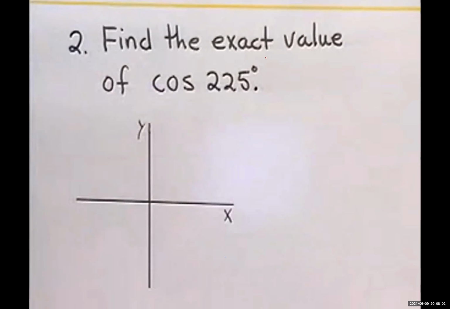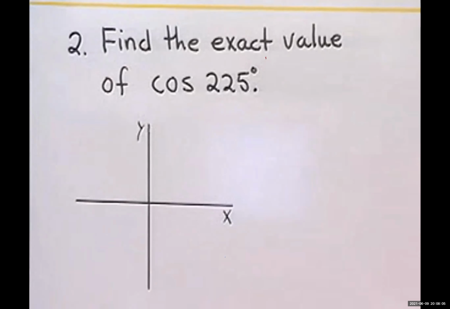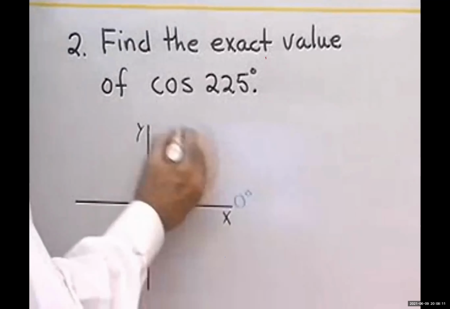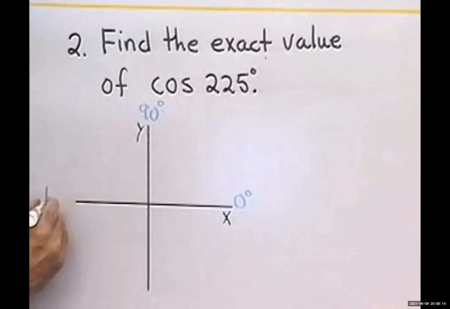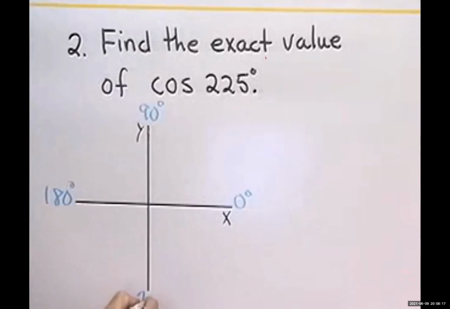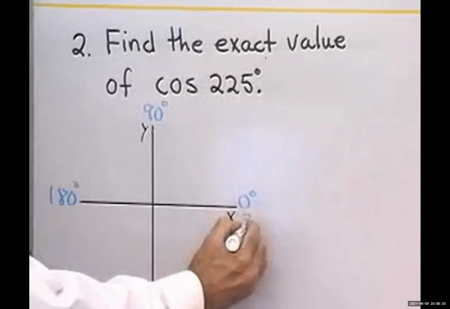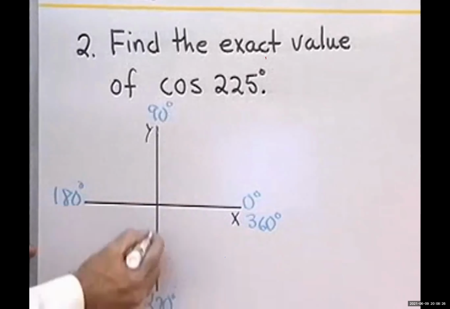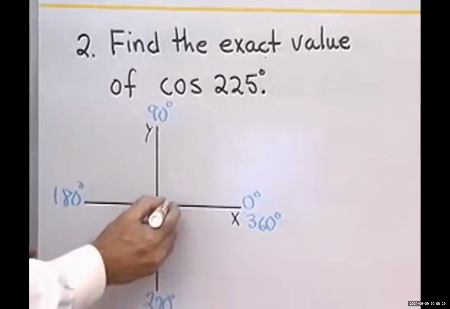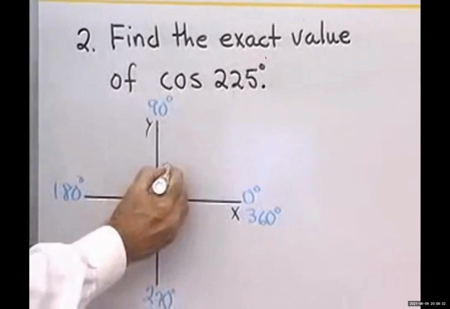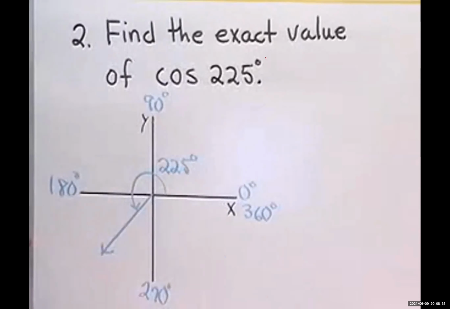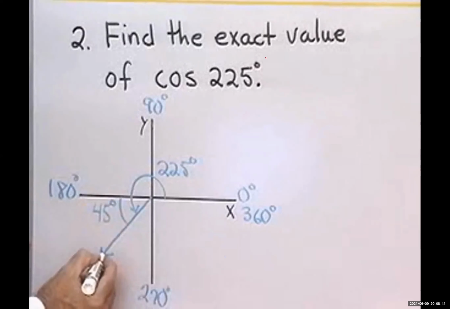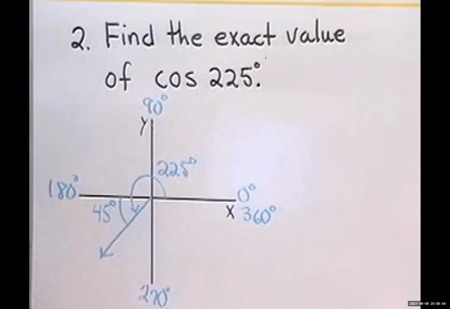Here's our next problem. Find the exact value of cosine 225 degrees. So again, I'm going to go around my coordinate system here. This is 0 degrees, 90 degrees, 180 degrees, 270 degrees, and then back to here would be 360 degrees. So 225 degrees is between 180 and 270. So I'm going to draw it in right here. Here's my angle, 225 degrees. And then its reference angle is right here, 45 degrees. That's 225 degrees minus 180 degrees, which is 45 degrees.